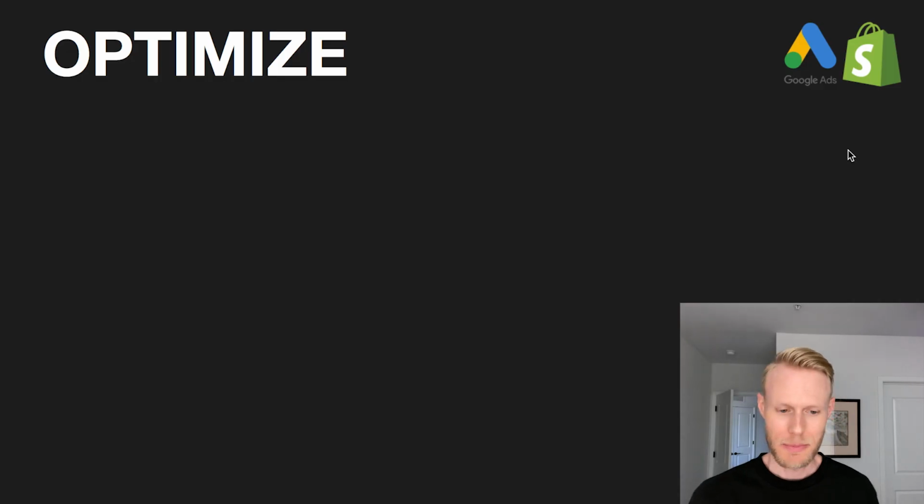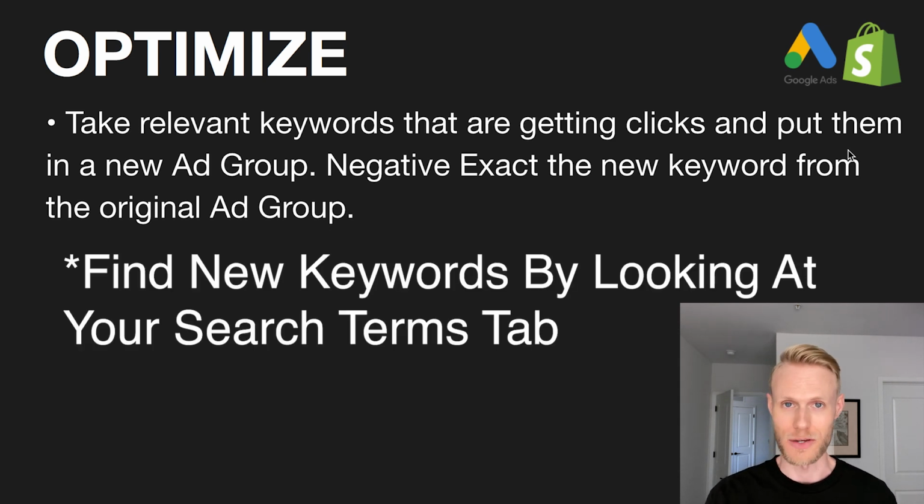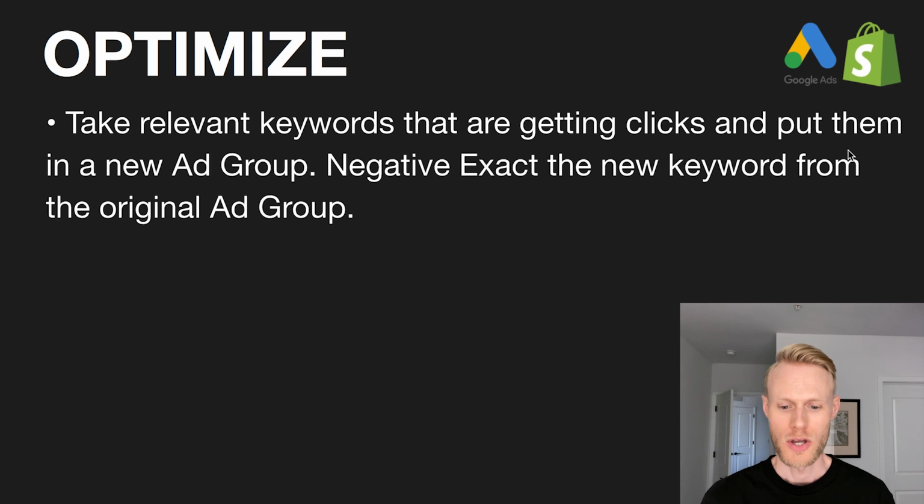All right, so the last step is to optimize. And like I was mentioning before, with single keyword ad groups, the whole strategy is you have these root keywords that you're working off of. And then once you notice particular keywords that are getting a lot of impressions or getting some clicks or even sales, and you think it's a good relevant keyword, what you do is you take those keywords and you create a new ad group with just that keyword, and then you negative exact that keyword from the old ad group.